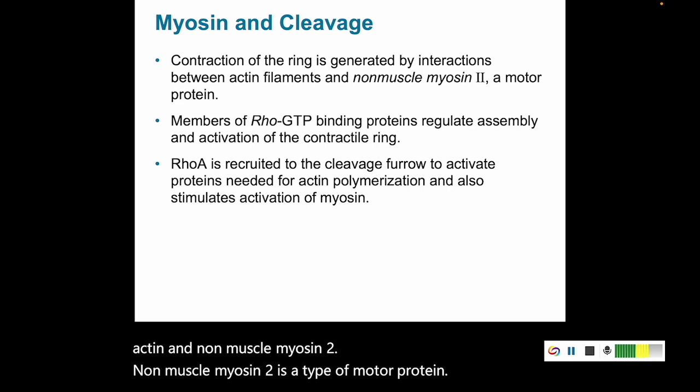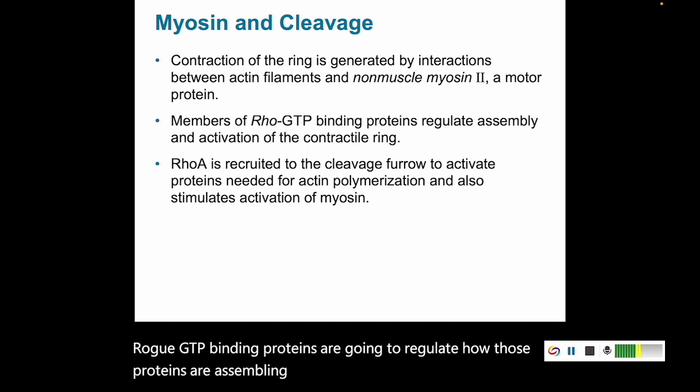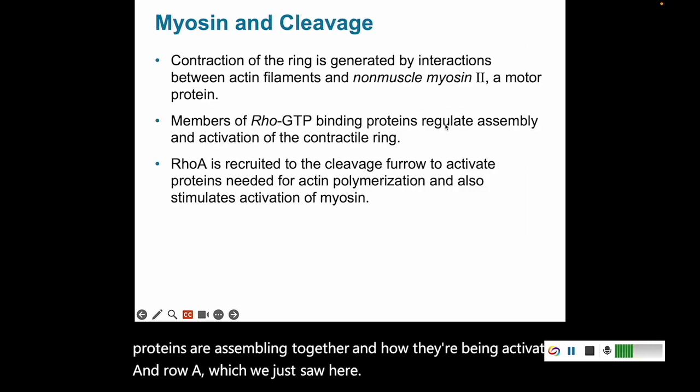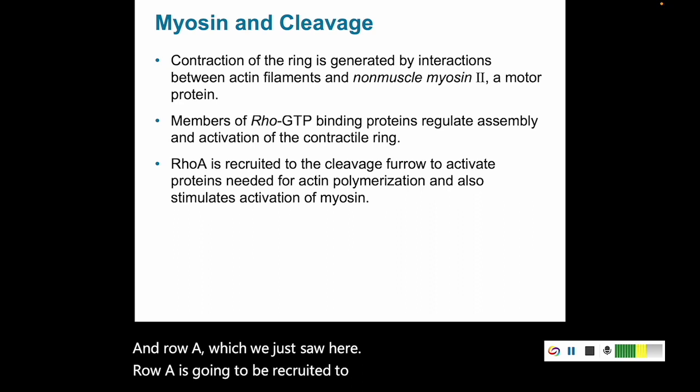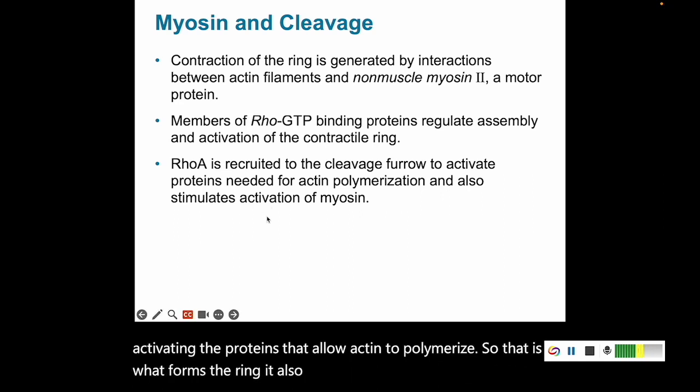Rho GTP binding proteins are going to regulate how those proteins are assembling together and how they're being activated. And RhoA, which we just saw here, RhoA is going to be recruited to the cleavage furrow, and it will start activating the proteins that allow actin to polymerize. So that is what forms the ring. It also is going to stimulate the activation of myosin, which is the motor protein.